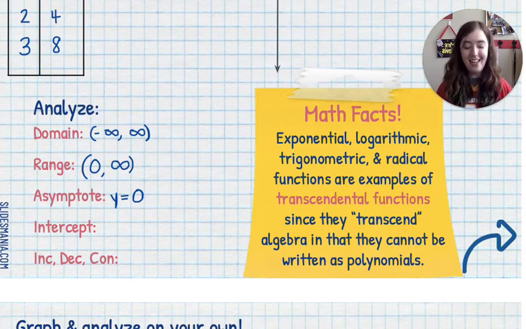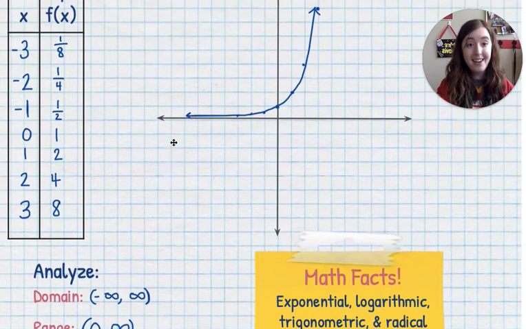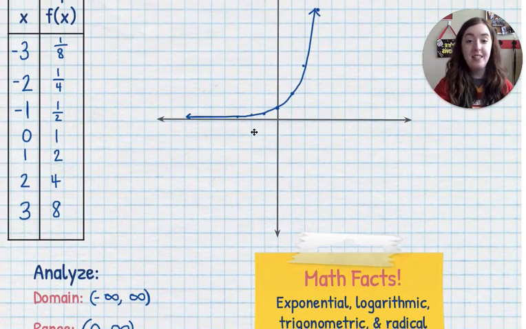Now let's look at our intercept. Our intercept is where we cross the y-axis or the x-axis. But in this case, it's going to be the y-axis. So right here, I cross at (0, 1).